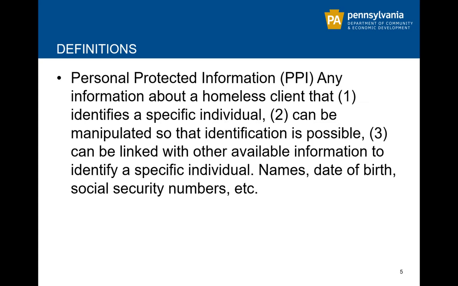Personal protected information: any information about a homeless client that 1. identifies a specific individual, 2. can be manipulated so that identification is possible, or 3. can be linked with other available information to identify a specific individual. Examples include names, date of birth, social security numbers, etc.